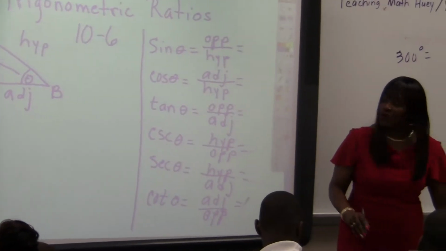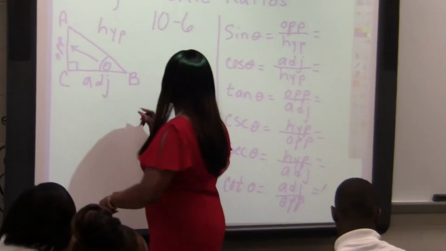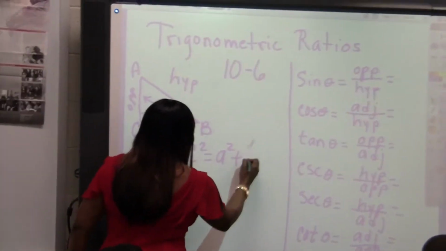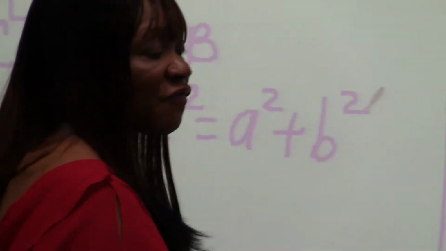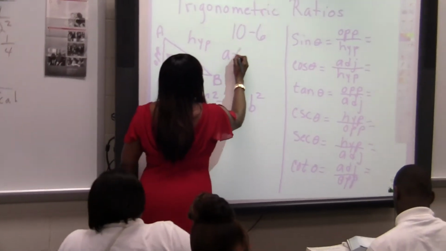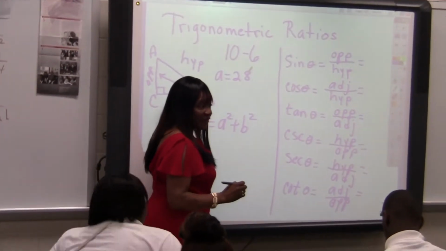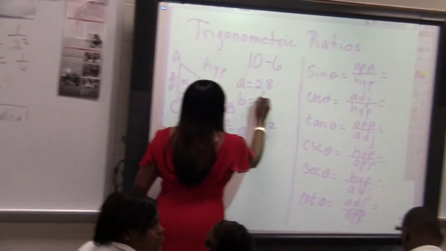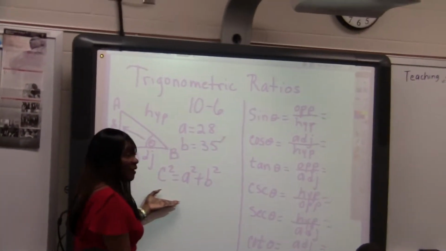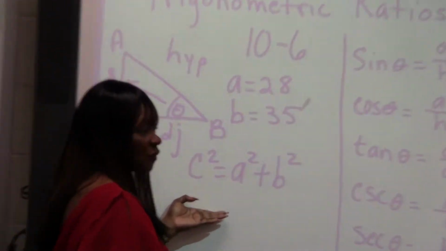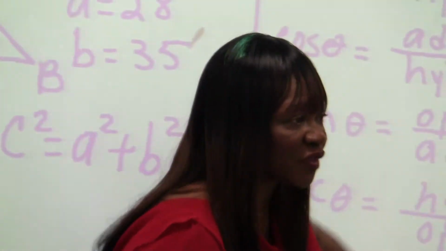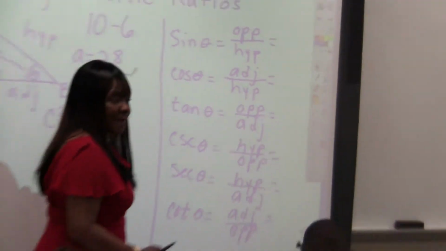If you don't know a side, you have to use the Pythagorean theorem. So you're going to come up here and use C squared is equal to A squared plus B squared. They've already given you information. Number one, what did they tell you? Is A given to you? Yes, ma'am. What is A equal to? 28. Was B given to you? Yes, ma'am. What is B equal to? 35. So you're going to come up and find what we're looking for. C, the hypotenuse. So you're going to fill it all in, and then guess what? We're going to work with this tree. Got it? You got me?